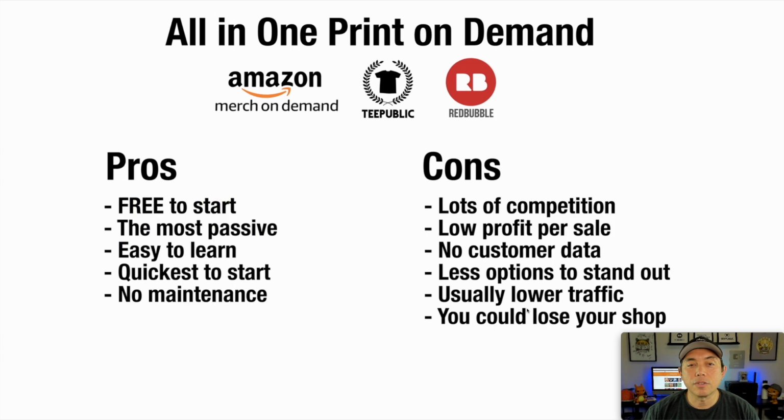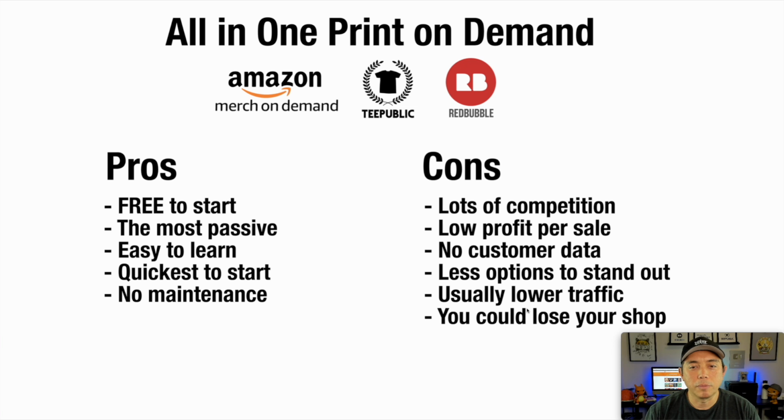So pros and cons for the all-in-one: it's free to start. It's one of the most passive ones because you don't have to do some of the other stuff. It's really easy to learn. A lot of these make it very intuitive, less moving parts, so you can learn it quickly. It's really quick to start. A lot of these, as soon as you sign up, you can get up and going and start selling right away. And there's no maintenance to this. You can just let it go and have it sell. So very easy to do. You don't have to go and keep checking on it or doing stuff to it. It runs.